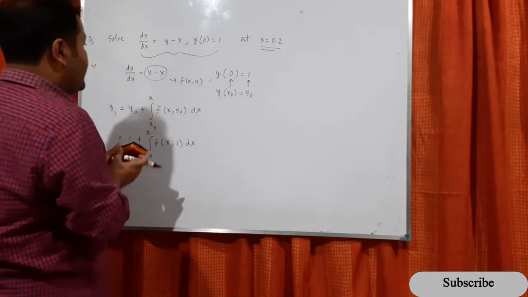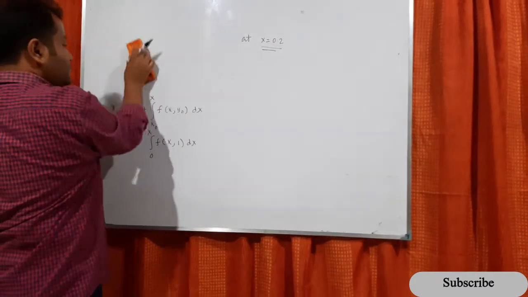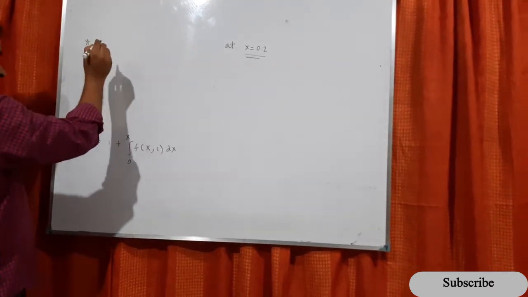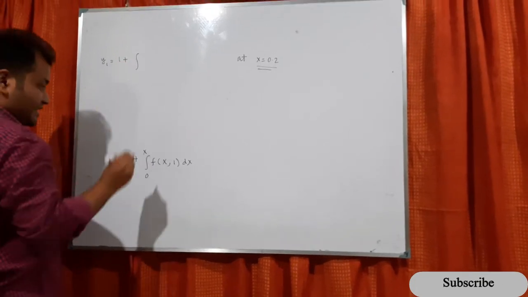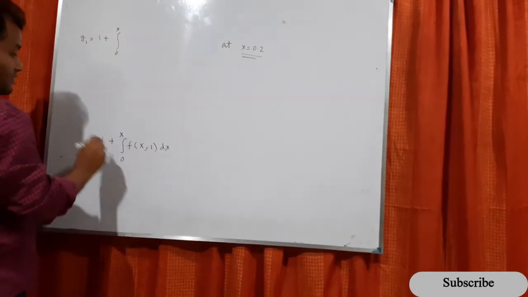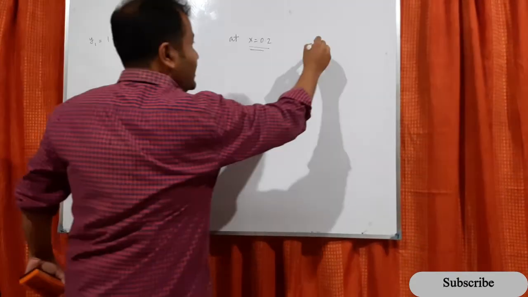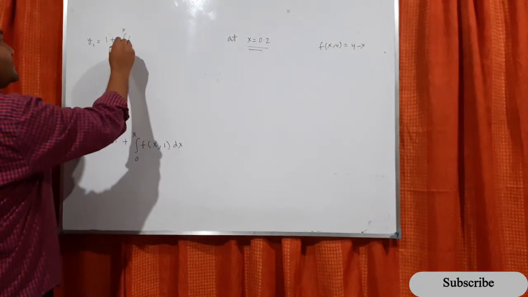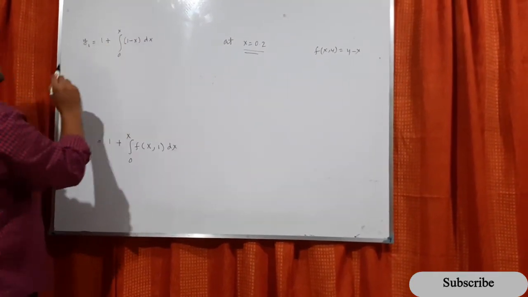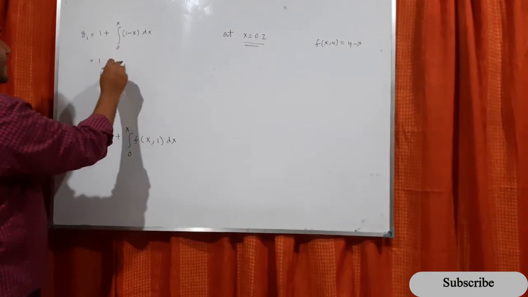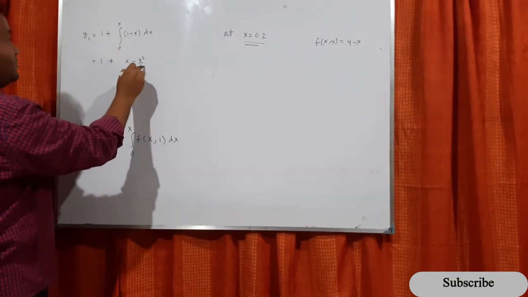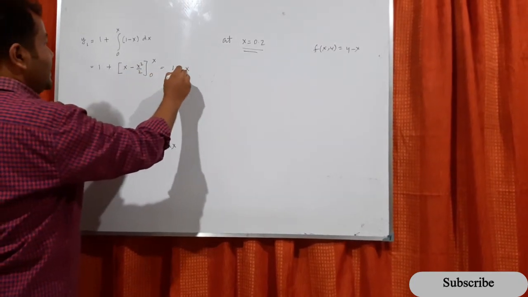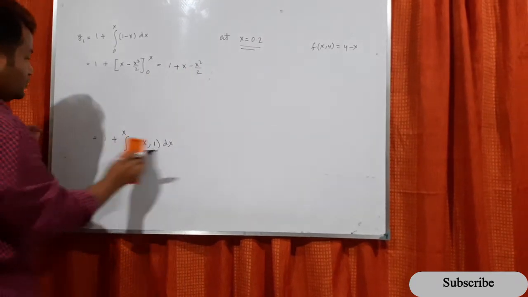So now if I simplify this one, y1 is 1 plus the integral from 0 to x of f(x,y). f(x,y) was y minus x, so it should be 1 minus x, dx. So that is 1 plus x minus x squared by 2, from 0 to x. So we get 1 plus x minus x squared by 2. So this is our y1.